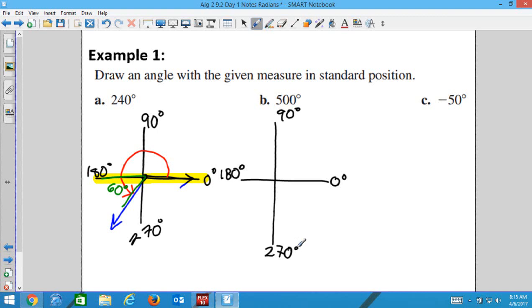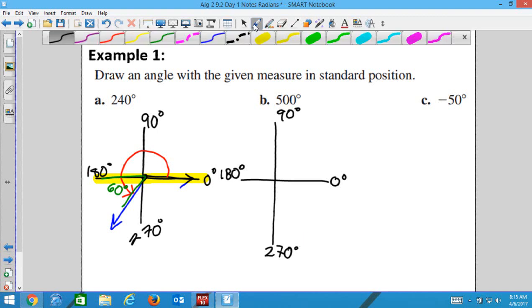Before we go any further, if you're not writing a degree symbol, it's a very bad habit to be in, because the degree symbol tells us that we are in degrees. Halfway through this lesson today, we're not going to be in degrees anymore. So I have to be able to tell between degrees and the other thing, which is called radians. You have to have the degree symbol if it's degrees. Okay. So we're going to have our initial side.